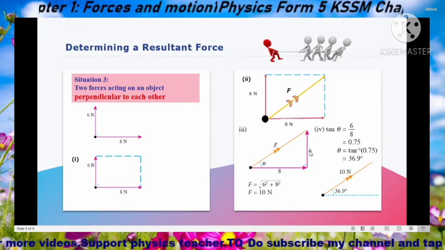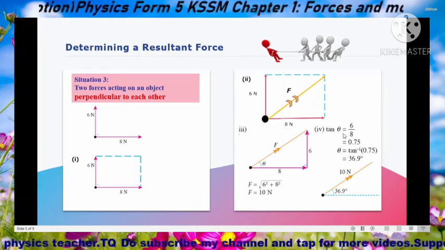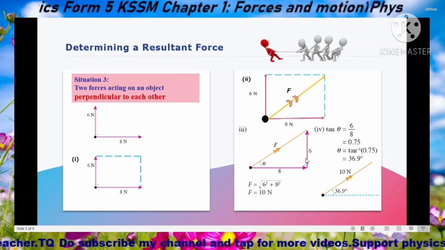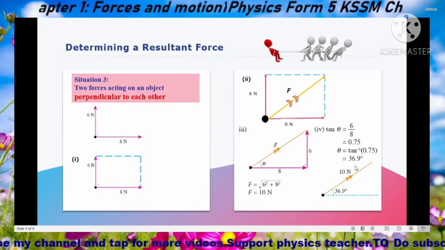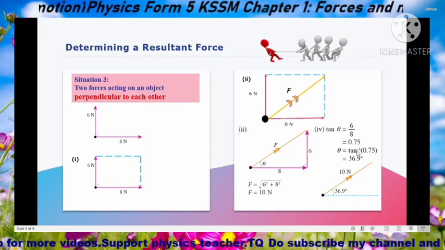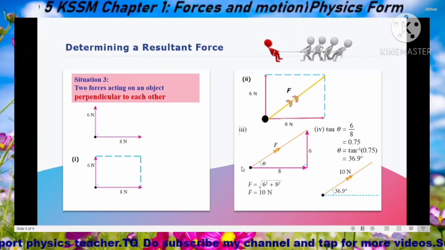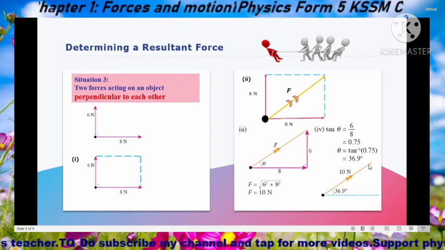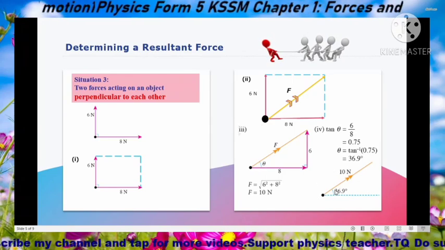Okay, so we use tangent. Opposite divide adjacent. Okay, so tangent theta equals to 6 divided by 8, or 0.75. Use calculator to determine theta. So you get 36.9. So use arctan, arctangent. Okay, 36.9 degrees. So we have, if we draw, it's just like this. This is the resultant force, this is direction.